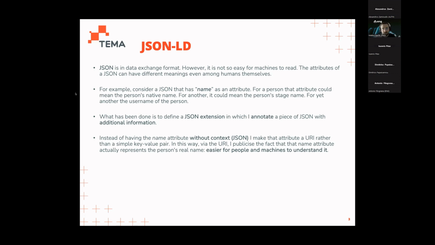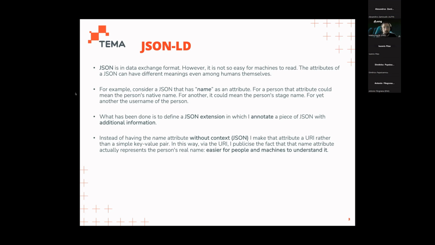We need to add context to the data. We need to add the meaning of the data in order to understand, okay, this attribute name has this meaning, or means the native name of a person. And in order to do that, we need to use JSON-LD. JSON-LD is an extension of JSON. Now, with JSON-LD, we don't have only key-value pairs, as in JSON, but we have dictionary-value pairs. The key is not only a string now, but is a JSON that points to the context of this key, that describes this key.